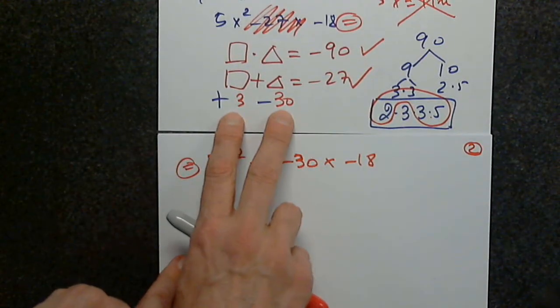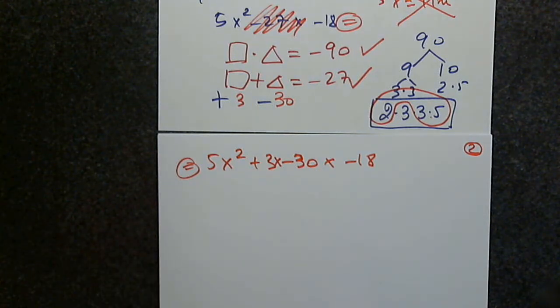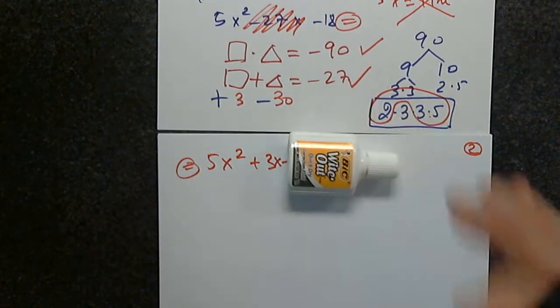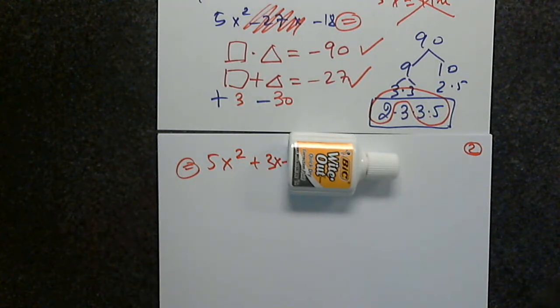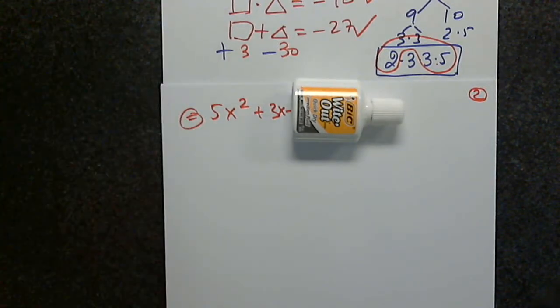I wrote 3 and negative 30. You can write negative 30 and 3. It doesn't matter, as long as you do not look at the other two. It is also crucial to get into the habit of not looking, because if you look, you may write something else. You get stuck. You'll never factor.